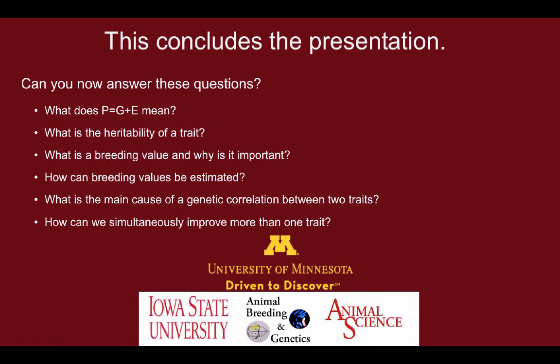This concludes this module, and I now want to leave you with the questions that I referred to at the beginning of this module. So what does the formula P equals G plus E stand for? What is the heritability of a trait? What does it refer to? And how is it interpreted? What is a breeding value and why is a breeding value important? How can breeding values be estimated? And what is the main cause of a genetic correlation between two traits and how does that differ from the phenotypic correlation between traits? And finally, in what ways can we simultaneously improve more than one trait?